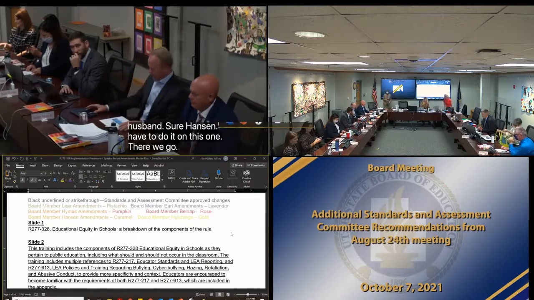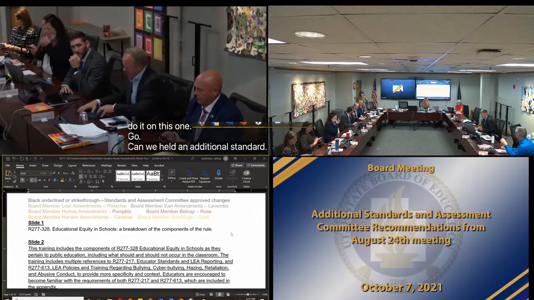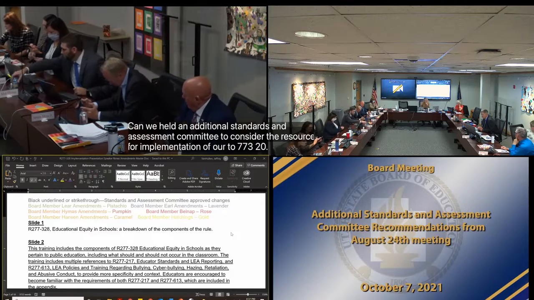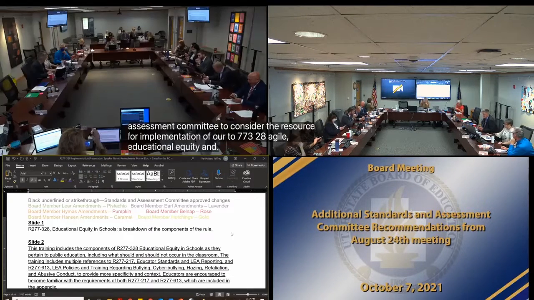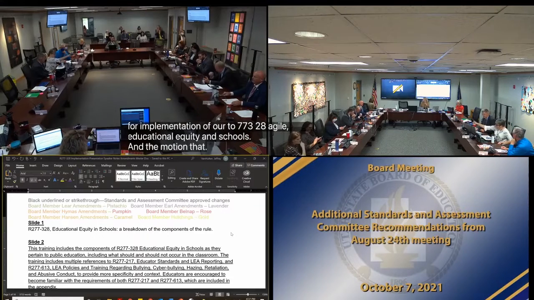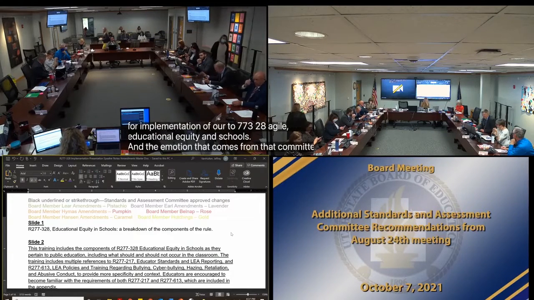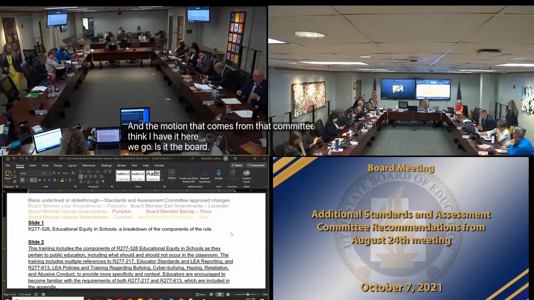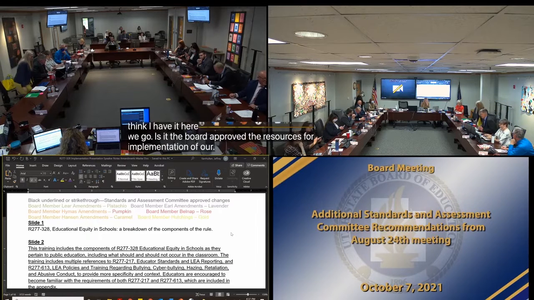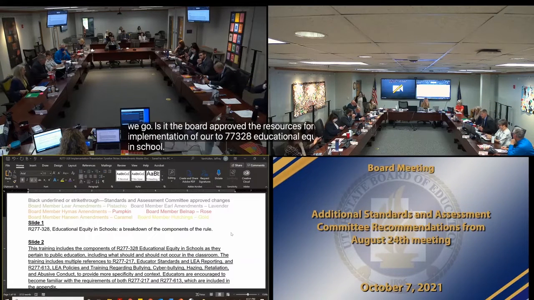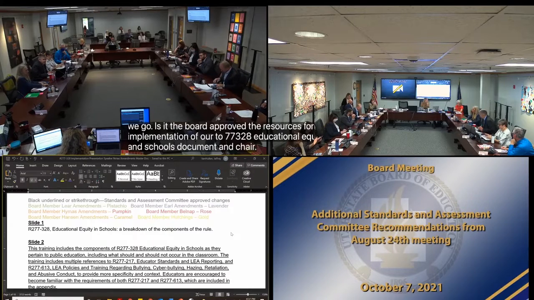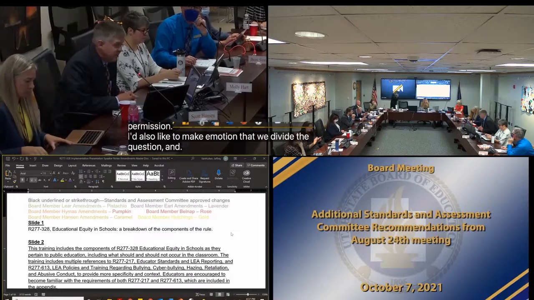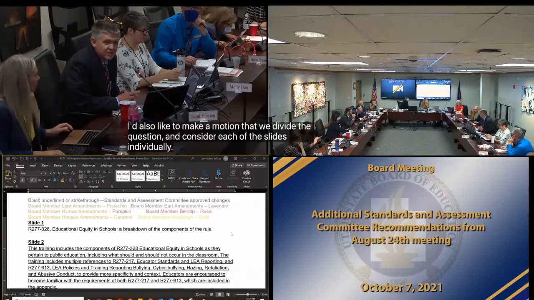There we go. Okay, we held an additional Standards and Assessment Committee to consider the resources for implementation of R277-328, educational equity in schools. And the motion that comes from that committee is that the board approve the resources for implementation of R277-328, educational equity in schools document. And Chair, with your permission, I'd also like to make a motion that we divide the question and consider each of the slides individually as we consider this motion.